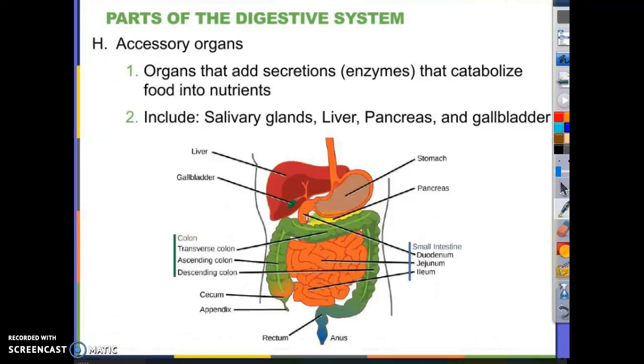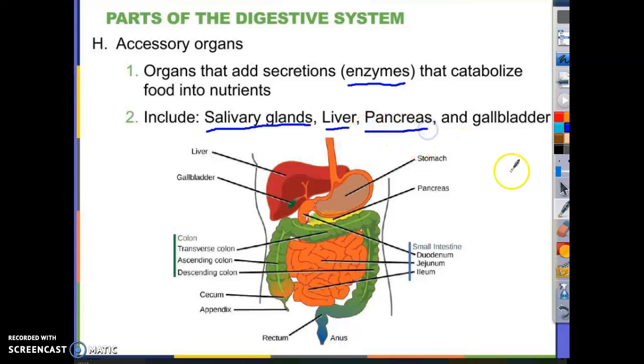Accessory organs. There's lots of things that need to happen. It's not just simply that we eat food, it goes through here, and bada bing, bada boom, we have all this nutritional uptake and we're fine. We know that there are a lot of enzymes produced, so organs that add enzymes are really important. These include, we mentioned that amylase enzyme from the salivary glands. There are enzymes produced by the liver. The liver also helps filter blood.